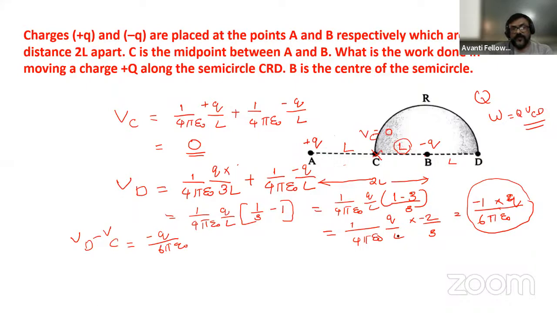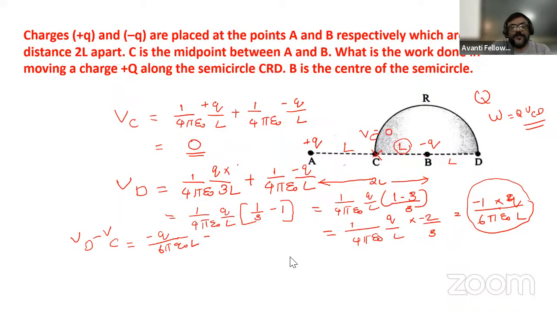And I forgot to write this L. Sorry. This L is there. 1 by negative Q by 4 pi epsilon 0 into L minus 0. No need to write it. Minus 0 will be this one. Now, how to find this is only the potential difference between C and D, not the work done.